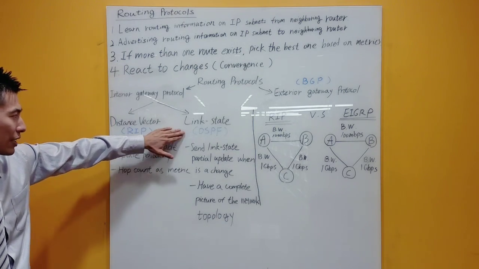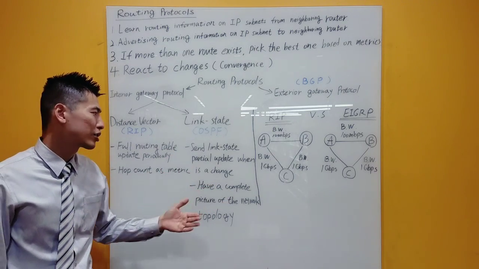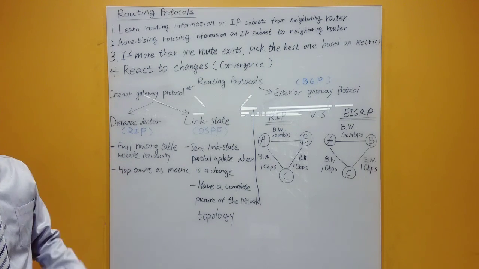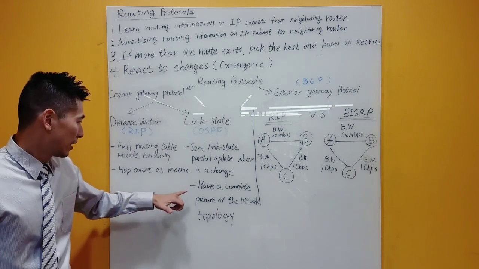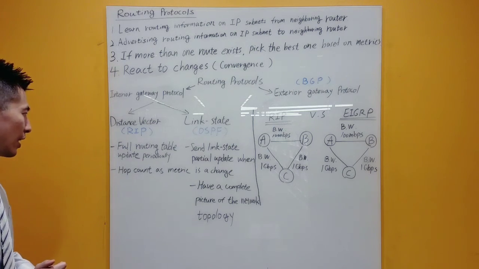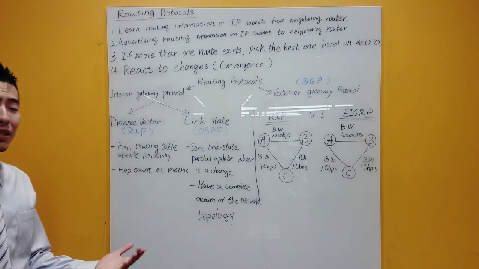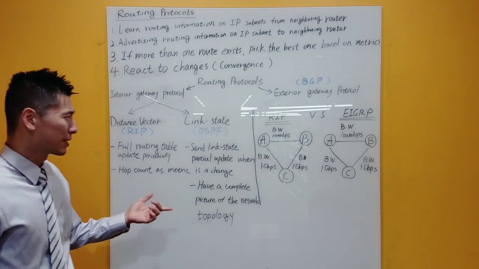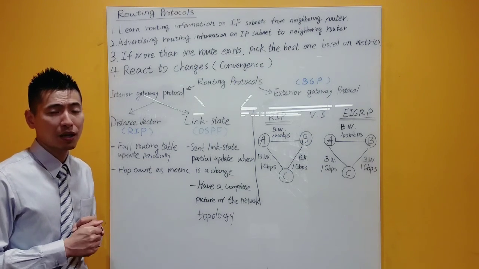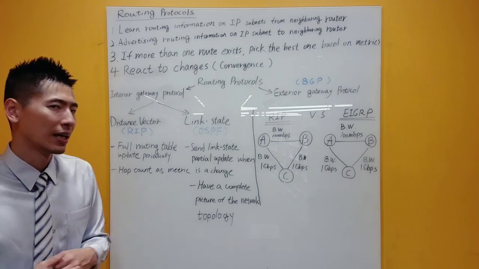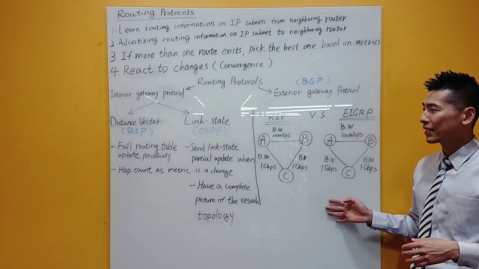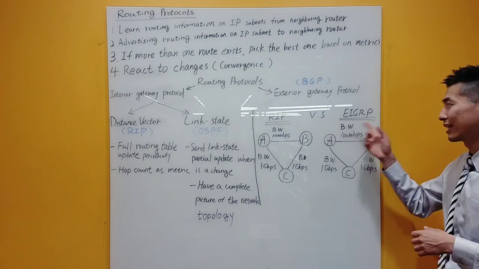Link state sends a partial link state update when there's a change in the topology. So it doesn't send out the full routing table periodically for no reason. And link state also has a better picture of the whole topology. And there's one more thing I didn't put here. Typically, link state interior gateway protocols have 3 tables, which are the neighboring table, topology table, and routing table. We'll get into that.